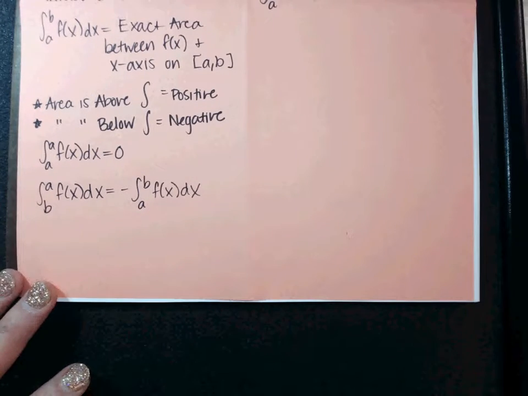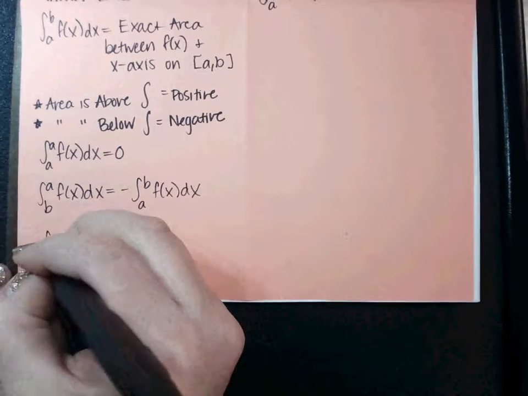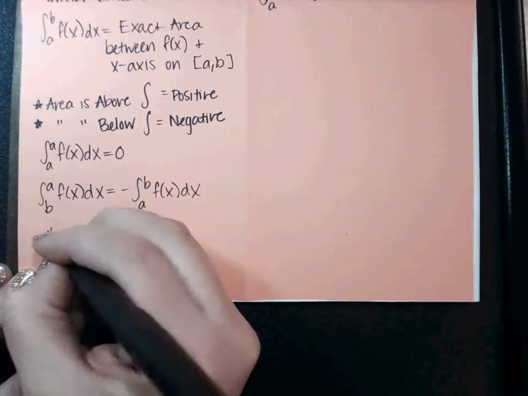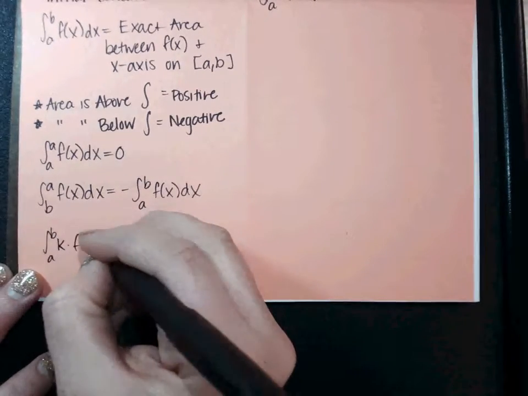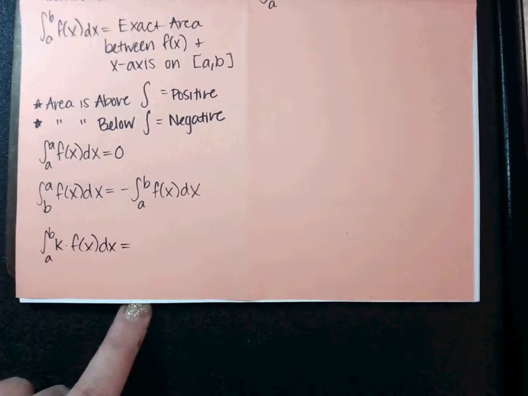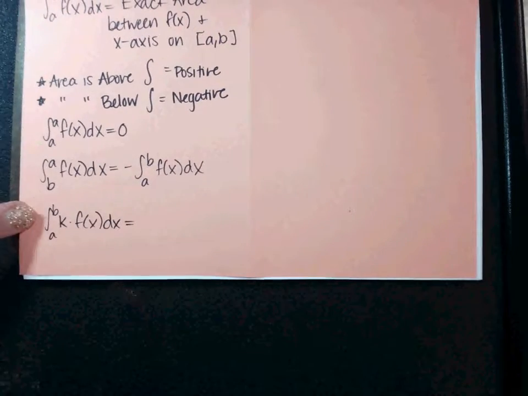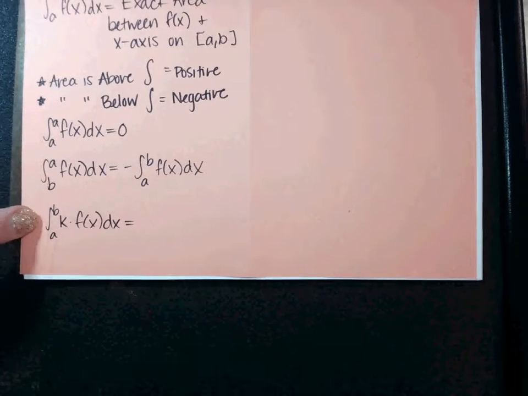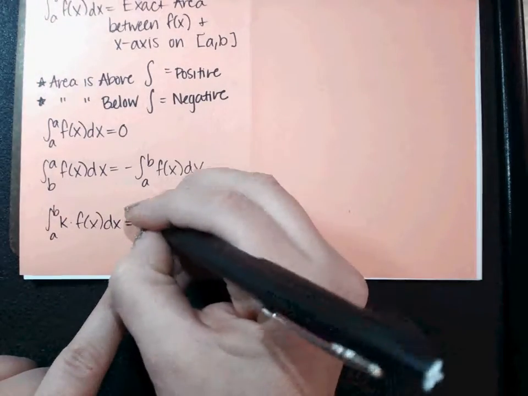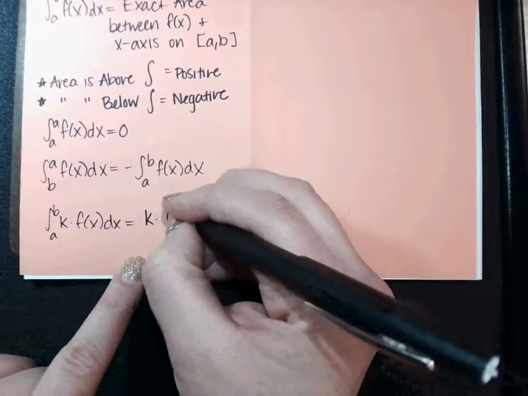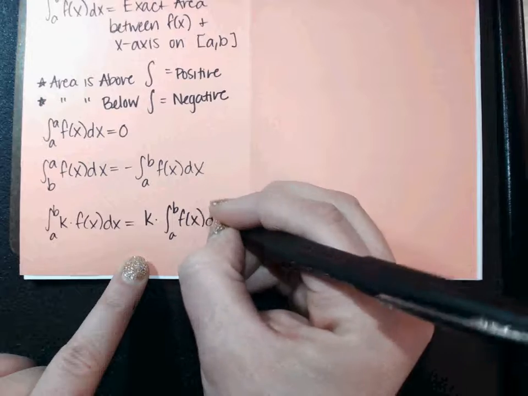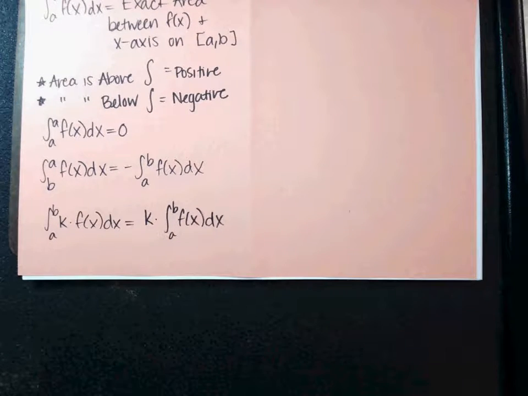Okay, and then the last one would be if you're integrating from A to B and you have a constant. Remember that you're allowed to take that constant k and pull it to the outside of the integral right here. So it would be k times the integral from a to b of f of x dx. Okay?